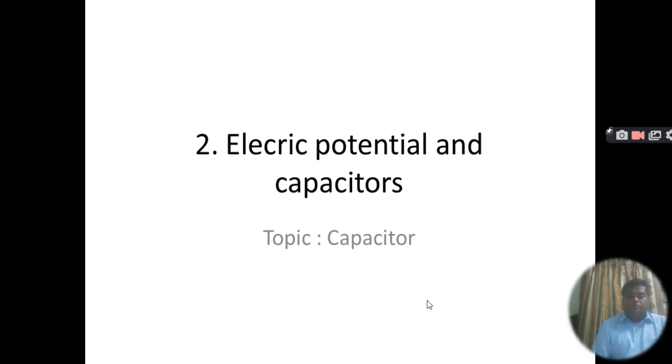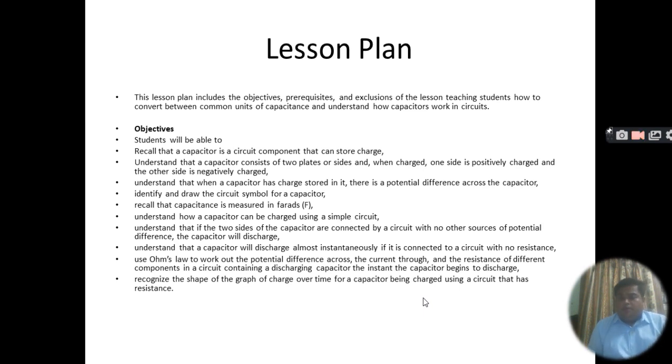So now, what is our plan today? Recall that the capacitor is a circuit component that can store charge. Today we will understand capacitors, the dielectric medium, and how the structure of a capacitor is made. A capacitor consists of two plates, one side with positive charge and the other with negative charge. How do they work? We will understand the charge stored in a capacitor and the potential difference across it.